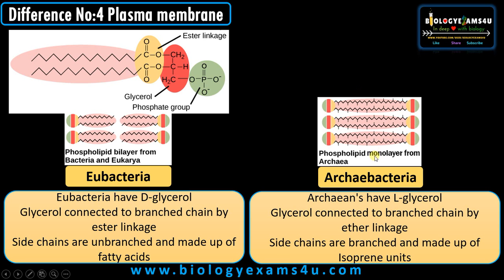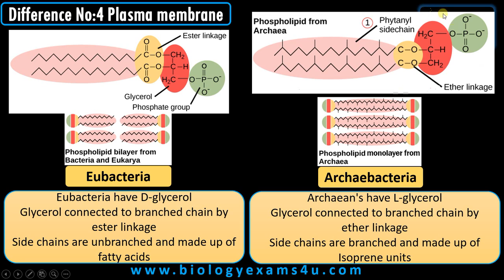Whereas in Archaebacteria, it is often a monolayer. Sometimes, rarely, it can be a bilayer. Then the second difference is that the glycerol is L-glycerol. As you see the orientation, here it is D-glycerol, whereas here the carbon, this CH2, is oriented to this side, so that is L-glycerol. Then for the bonding, this glycerol is attached to the side chain by ether linkage. The bonding is a C-O bond, as you see here. This is the ether linkage.